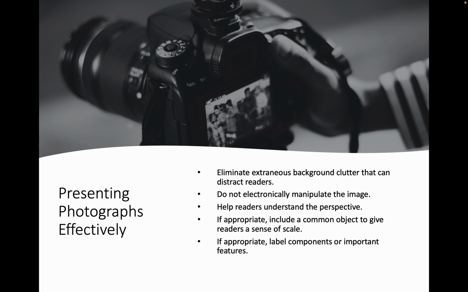Help your readers understand perspective, and if it's appropriate, include a common object to sort of give your readers a sense of scale. And then if you need to, go through and label components or important features. So for example, if there's something specific that you want your audience to look at or be aware of in the photograph, go ahead and label it or list that.